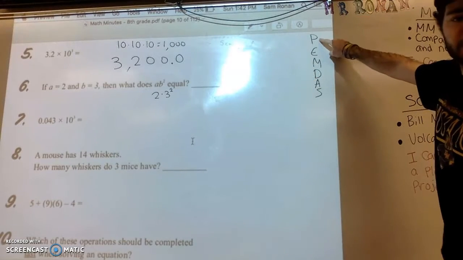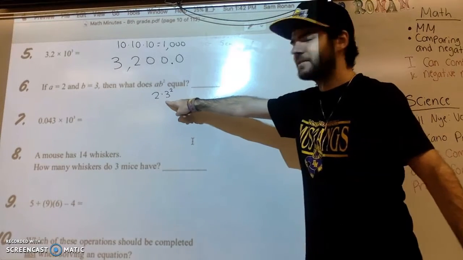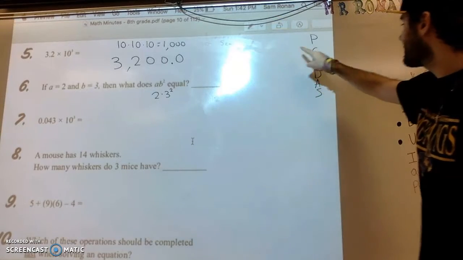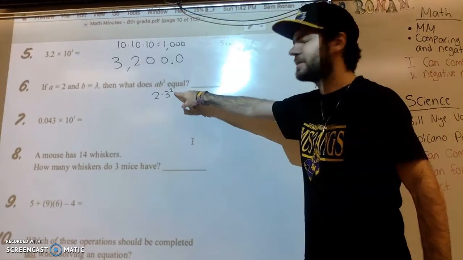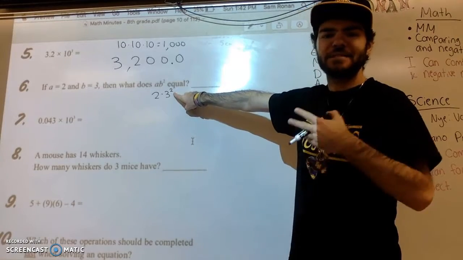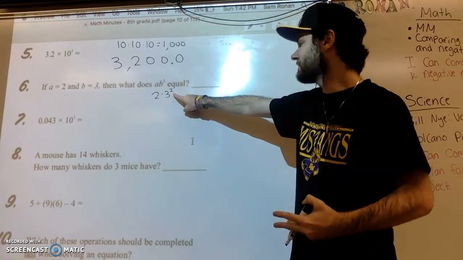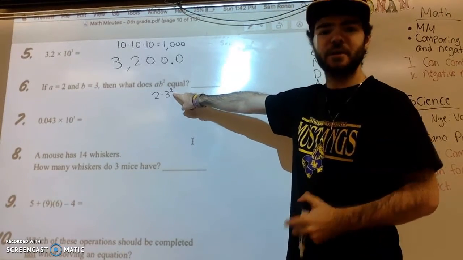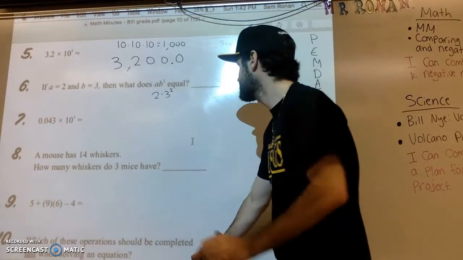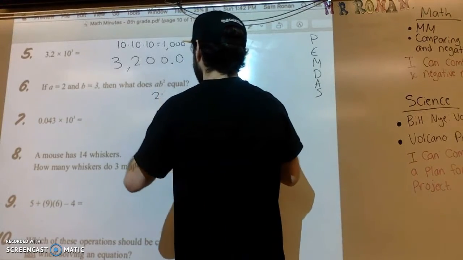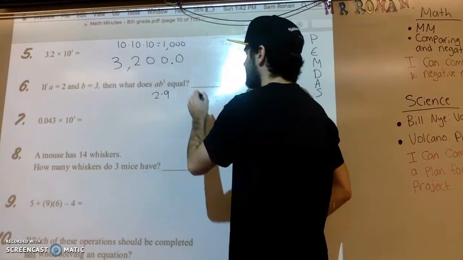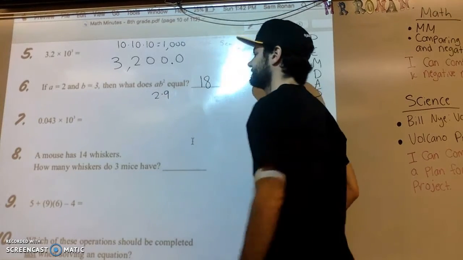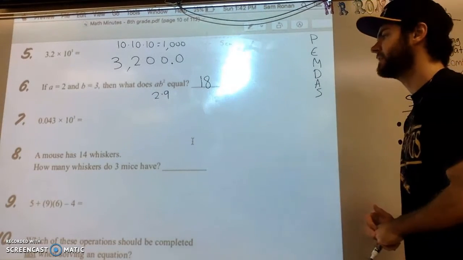First thing we do is parentheses. There's no parentheses here. Next thing we do is E, exponents. We have an exponent here, so we have to take care of 3 squared before we do anything else. Okay? So 3 squared, 3 times 3, that's going to give us 9. And then we're left with 2 times 9, and that's going to be 18. All right? Okay, number 7.